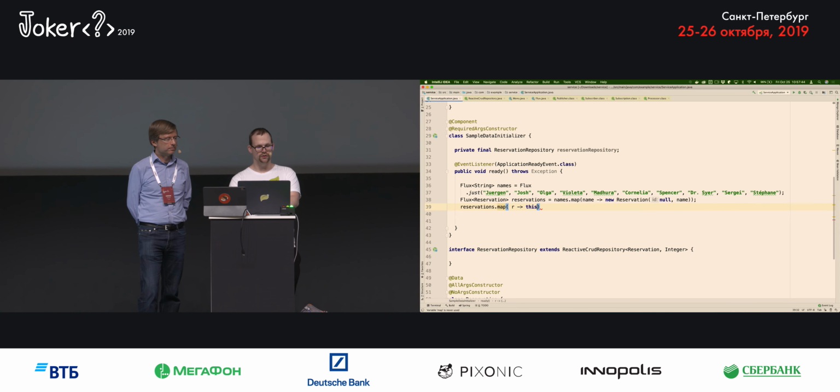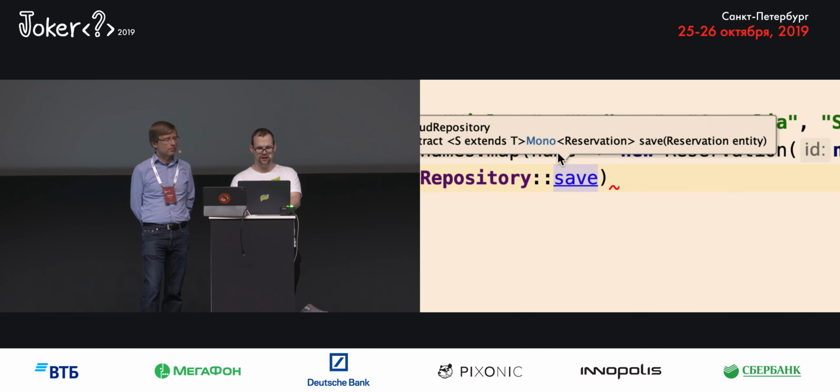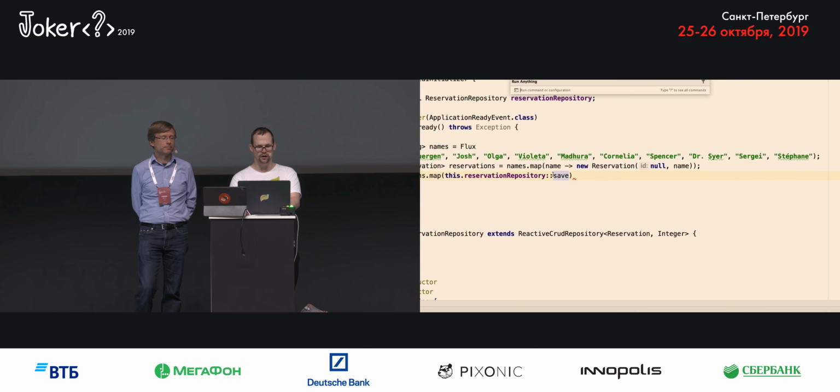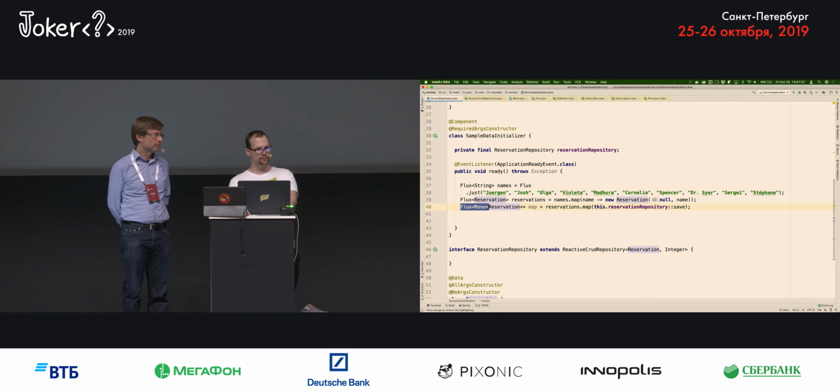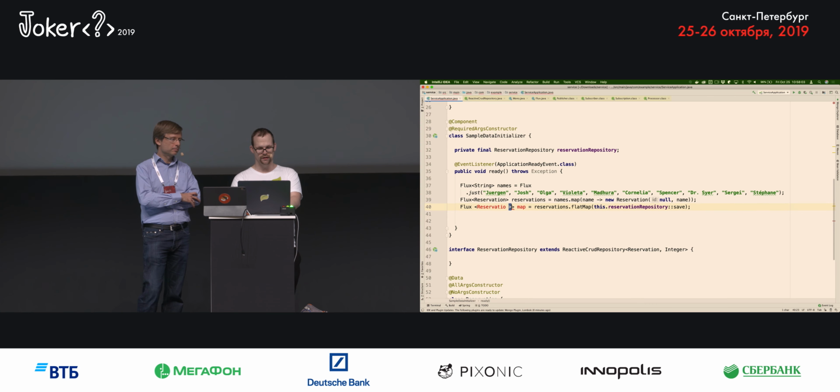I could use .map, and I could just say it like this. But the problem with that is that this method, save, returns a Mono of reservation. Of course, if I do that, then what I have is a publisher of reservation. So instead I use a flatMap, which gets rid of the intermediate type here. Good stuff. So now we have just the saved data.